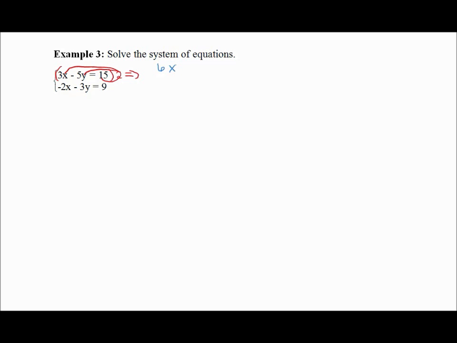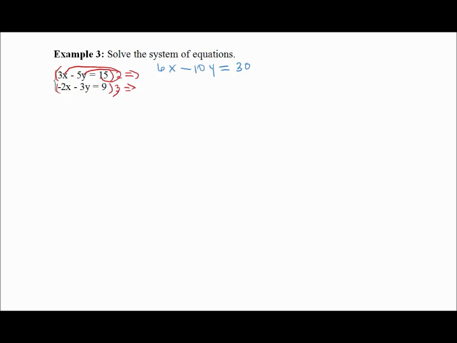2 times negative 5 will give me a negative 10y. And then 2 times 15 will give me, oh, let me fix that. 2 times 15 will give me 30. So that equals 30. Now the bottom equation, I'm going to multiply it by 3.